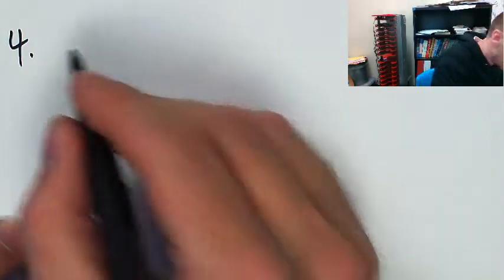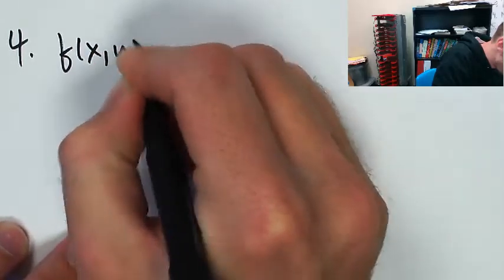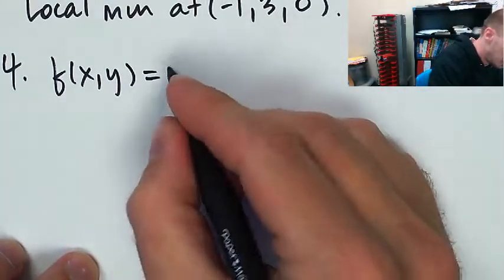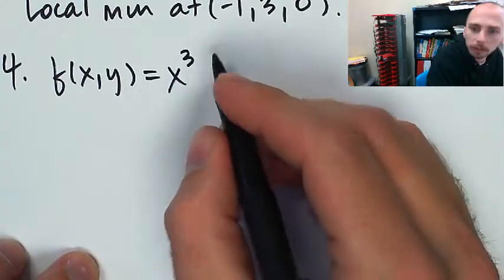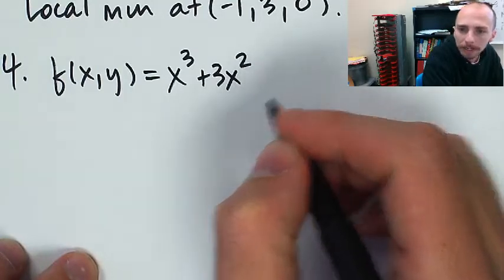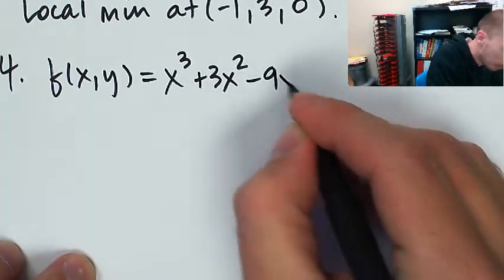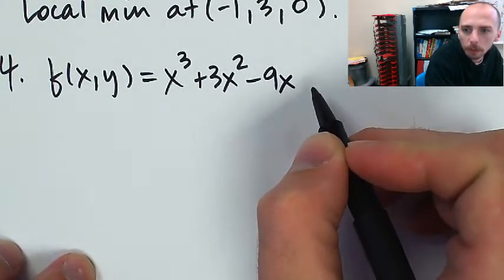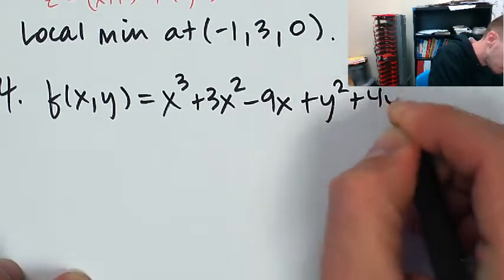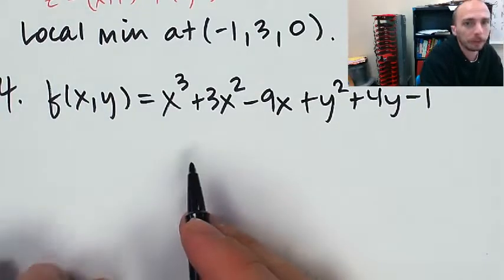Okay, so I'm going to take f of x and y equaling x to the third plus 3x squared minus 9x plus y squared plus 4y minus 1. Okay, well, we can do this, I guess.